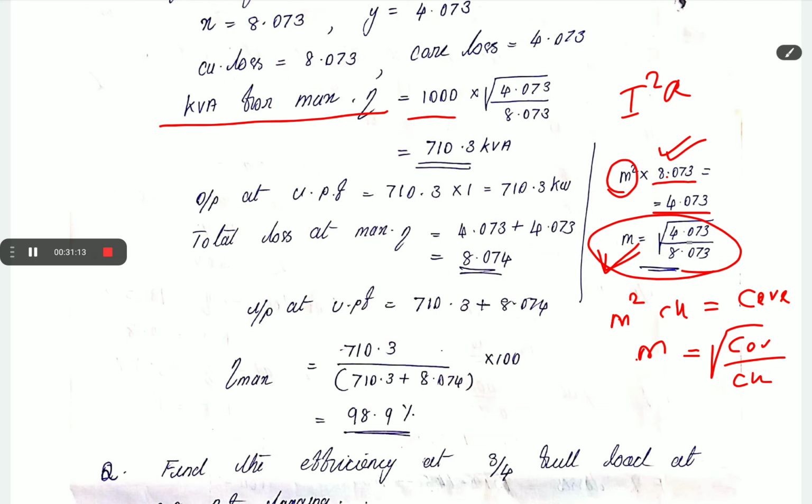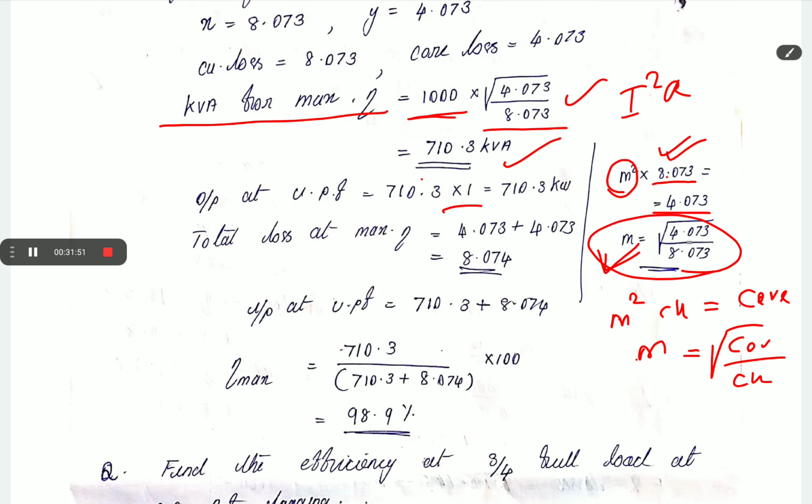ഓക്കെ, സോ KVA ലോഡിംഗ് ഫോർ മാക്സിമം എഫിഷ്യൻസി എന്ന് പറയുന്നത് നമ്മുടെ ഫുൾ ലോഡ് KVA ഇൻറ്റു ദാറ്റ് പ്രൊപ്പോർഷനേറ്റ് വാല്യൂ, ദാറ്റ് ഇസ് റൂട്ട് ഓഫ് കോർ ലോസ് ബൈ copper loss. So multiplying by this proportionate value, you will get your maximum KVA value as 710. Then output at unity power factor ആണ് പറഞ്ഞിരിക്കുന്നത്. നമ്മളോട് കണ്ടുപിടിക്കാൻ പറഞ്ഞിരിക്കുന്നത് maximum KVA at unity power factor ആണ്. So നമുക്ക് just KVA നെ kilowatt ആയിട്ട് convert ചെയ്യാൻ just multiply by 1, then you will get in kilowatt, KVA in kilowatt.